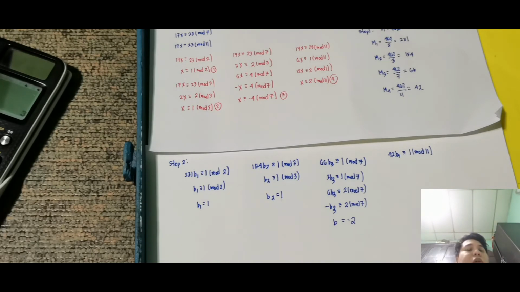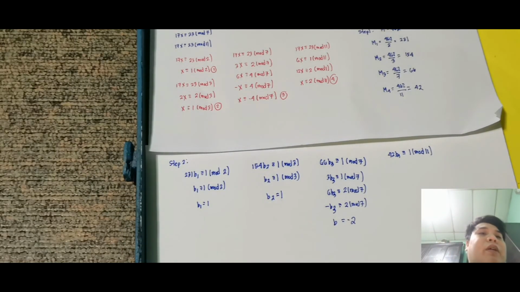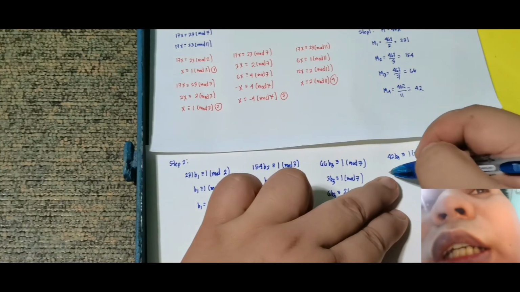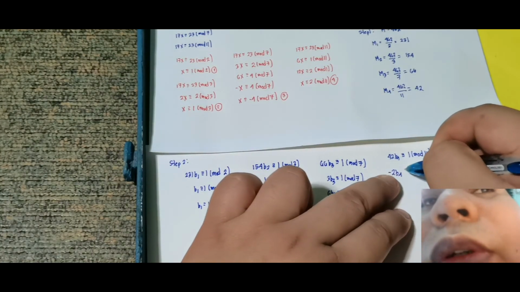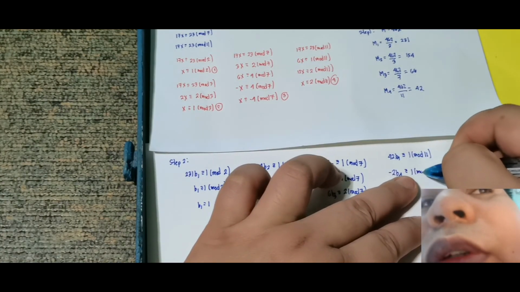Or, sobrahan ko. Ganito gagawin ko: continuous ko isusubtract kay 11 para mas malapit. 42 minus 11, minus 11, minus 11. Ang nangyari, lumabas is 9, so 9 B sub 4. Tapos mag-iisip na naman tayo ng i-multiply. What if sobrahan ko? 9 minus 11, that is negative 2. Kumbaga, sobra ko. This is negative 2 B sub 4 congruent kay 1 mod 11.